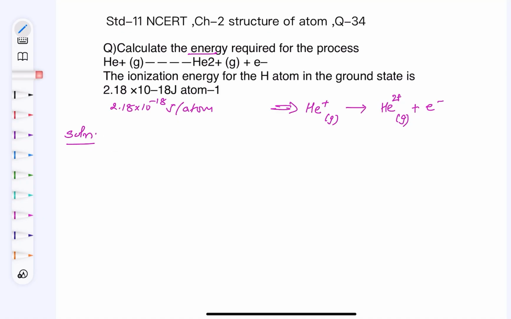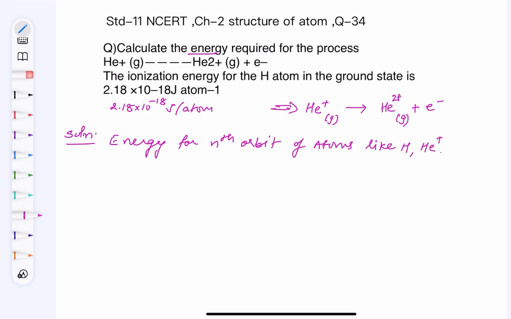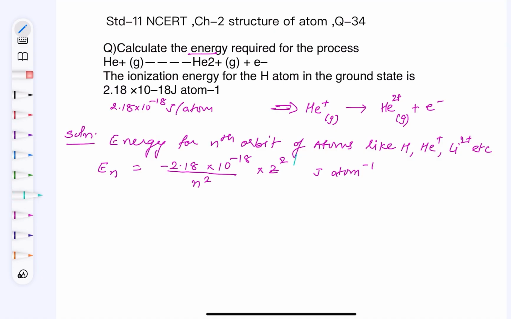Students, we are aware that the energy for the nth orbit of atoms like hydrogen, that is, atoms containing one electron in them like H, He+, Li2+, etc., is given as En is equal to minus 2.18 into 10 to the power of minus 18 divided by n square into Z square joules per atom. This formula is known to us.